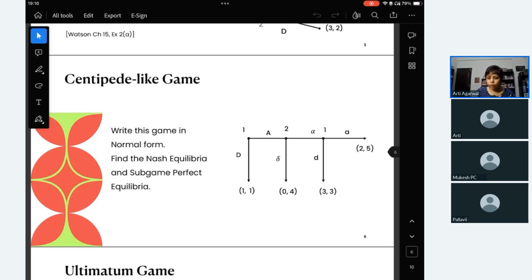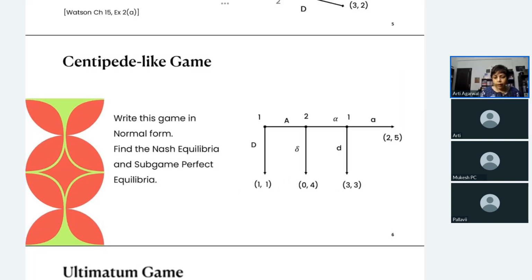Okay, so let's go back to where we were. This is what I've called a centipede-like game. It's a very interesting game because in this game there are, I think, three stages or three decision nodes. And at every decision node, the player has the option to continue or to just exit.